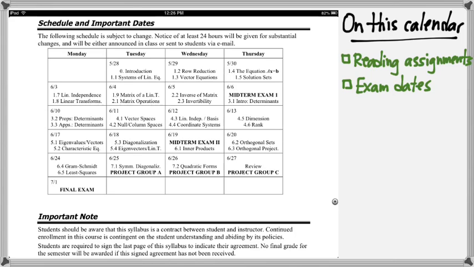If any of these dates needs to change for any reason, I'll make sure that you have enough notice, at least 24 hours' worth of notice, before we change the dates on any exams. Exams will only get moved back. They will never get moved forward.